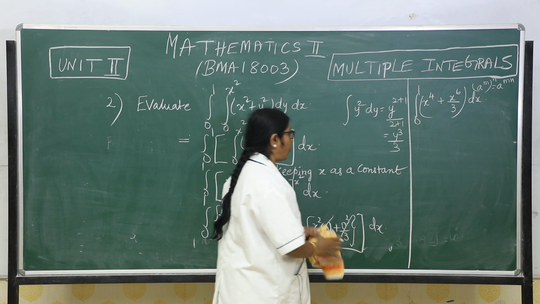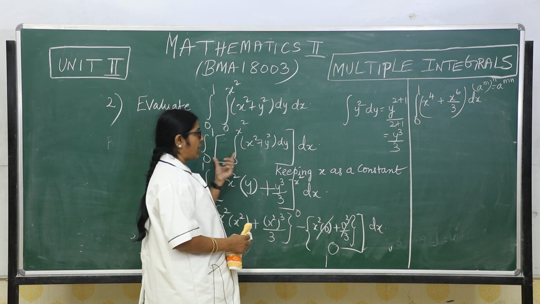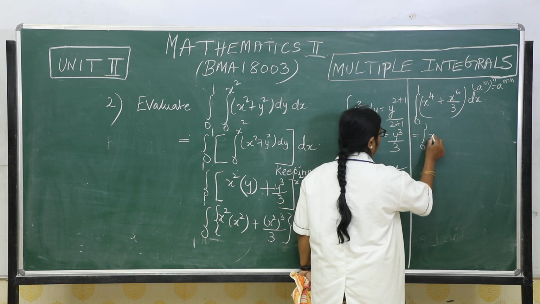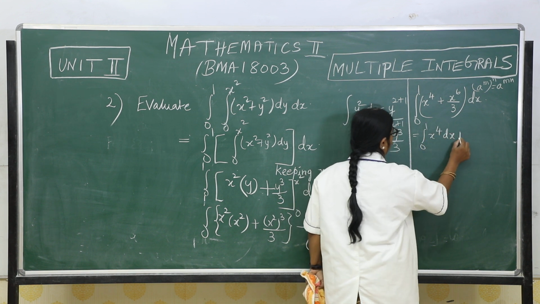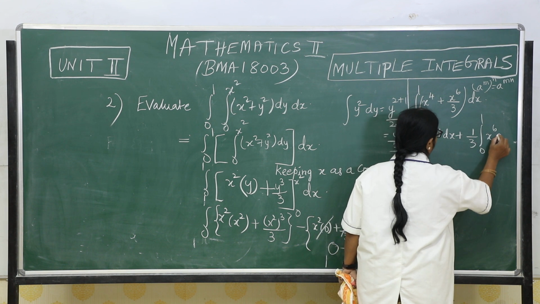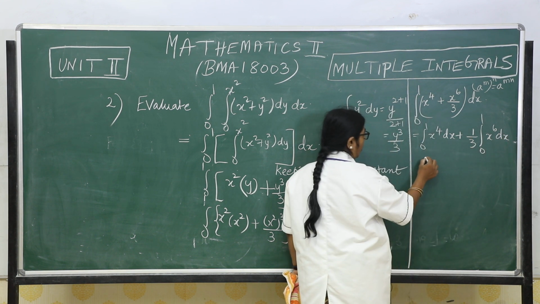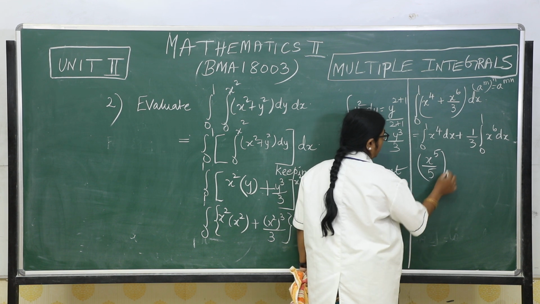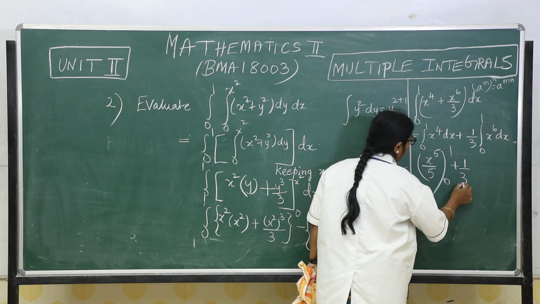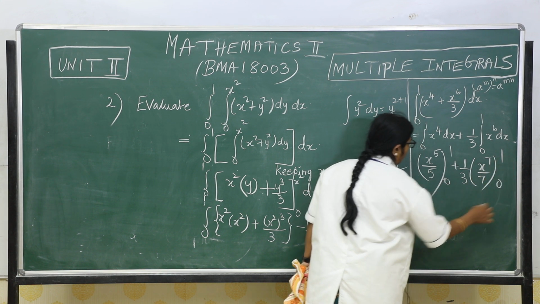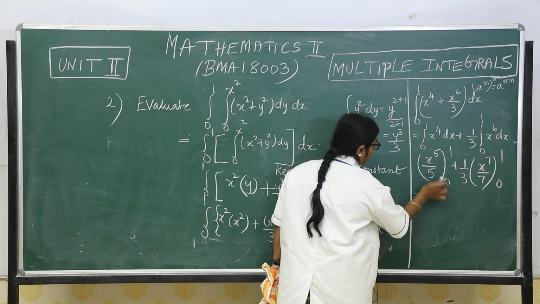Now the double integral, the multiple integral, has become a single integral. So term by term I am supposed to integrate. 1 by 3 can be taken outside: integral 0 to 1 of x power 6 dx. So x power 5 divided by 5 between 0 to 1, plus 1 by 3 into x power 7 divided by 7 between 0 to 1. Upper limit minus lower limit.